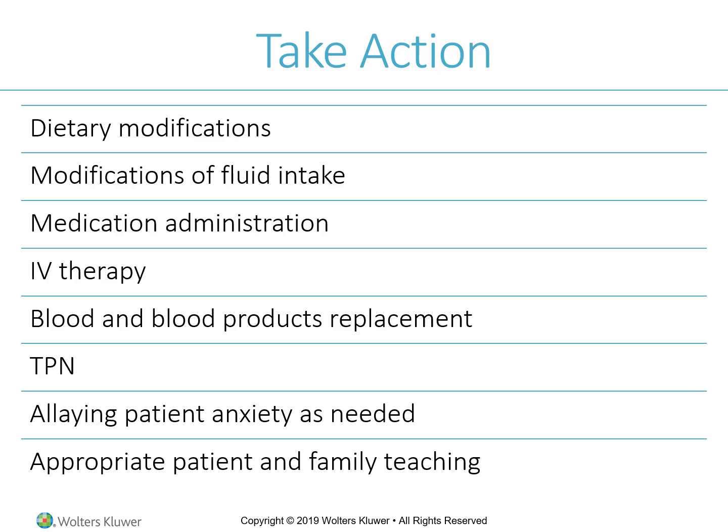IV therapy, blood and blood products may be given if they're having a low volume. TPN is total parenteral nutrition, so if a person's unable to take in nutrition, this will include all the nutrition, including electrolytes that they need. So sometimes it's dealing with anxiety, which can exacerbate some issues, respiratory issues. And again, appropriate patient and family teaching so that they can prevent any further complications or recurrence.